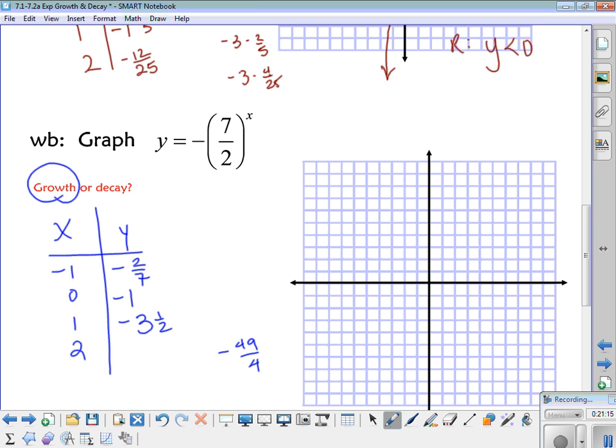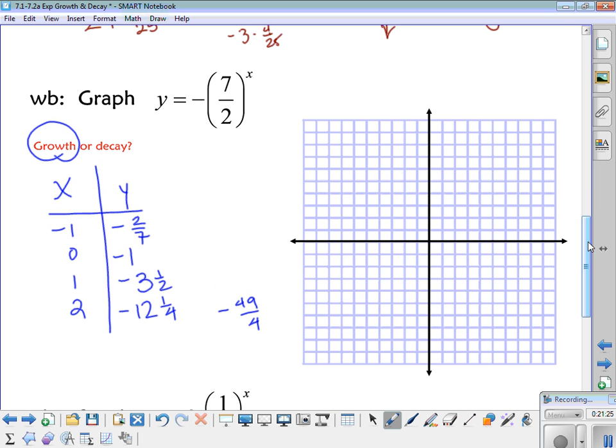And what if I put in a 2, Melanie? Yeah, -49/4, which I'll go ahead and make into a mixed number, so we have an idea where it would graph. All right, and so then you would just plot those points, -1, -2/7, approximately there, 0, -1. So is this one being stretched or shrunk? No, it isn't. It's just being reflected because of the negative. And 2 would be somewhere down here.